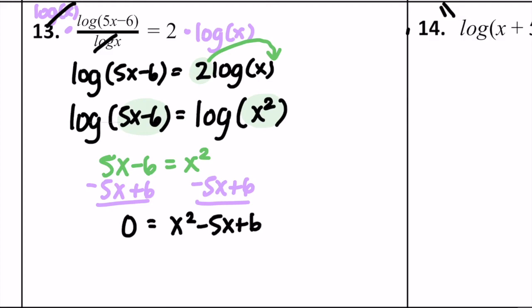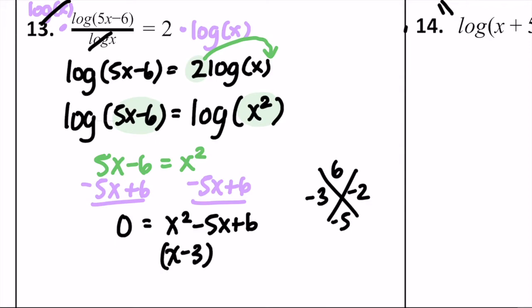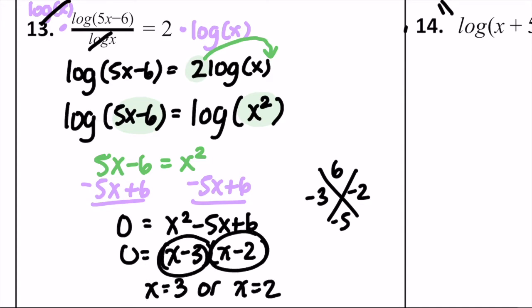From here, what I want to do is factor the right-hand side. I need two numbers that multiply to 6 and add up to -5, and those numbers are -3 and -2. So I have (x - 3)(x - 2) = 0, which means x is either equal to 3 or x is equal to 2, because one of these two things has to be equal to 0 for the product to be 0.